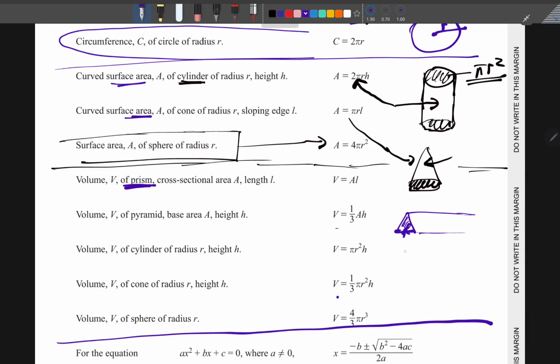We said, what is the cross section? The cross section is the plane shape. It could be a triangle, a circle, whatever. So you're going to get the area of the shape you can see. Then you multiply by the length, which is this L. This gives you the volume. So you get the area of this triangle, then you multiply by the length, and you would have the volume.